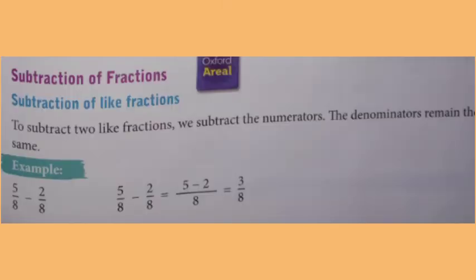Subtraction of fractions, subtraction of like fractions. To subtract two like fractions, we subtract the numerators. The denominators remain the same. Example: 5 by 8 minus 2 by 8, which equals 5 minus 2 by 8, which equals 3 by 8.